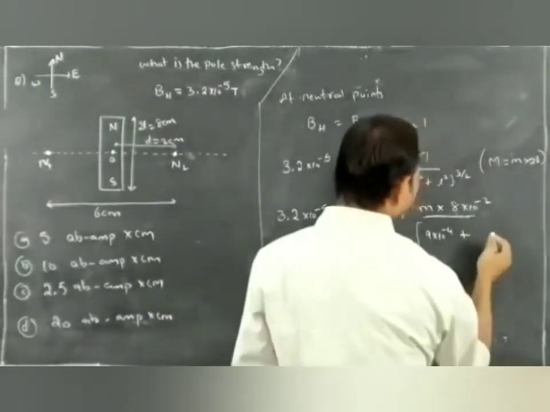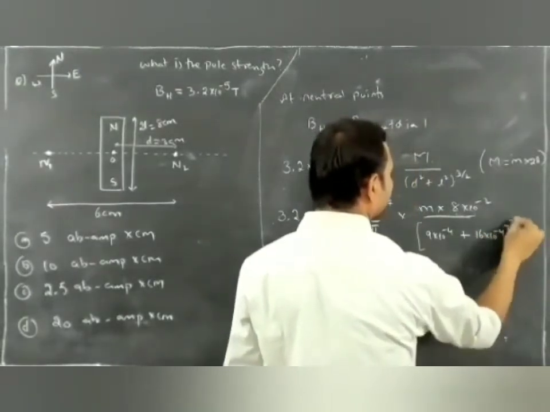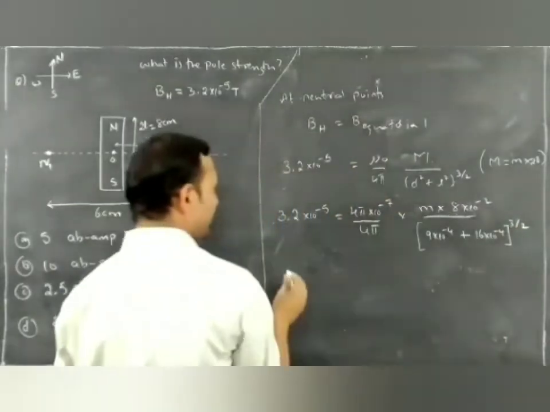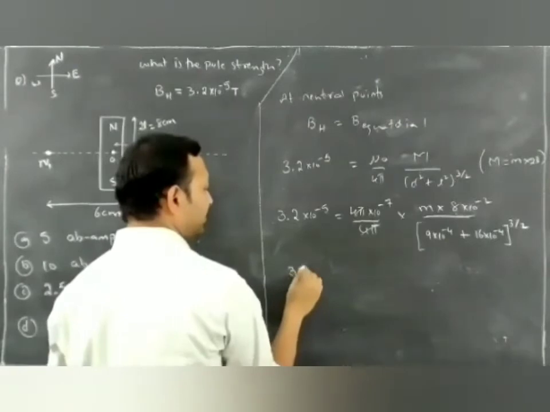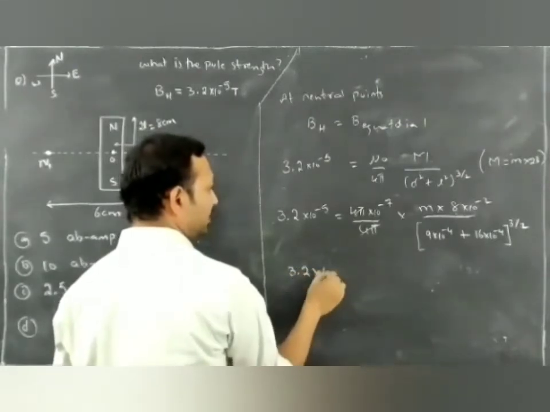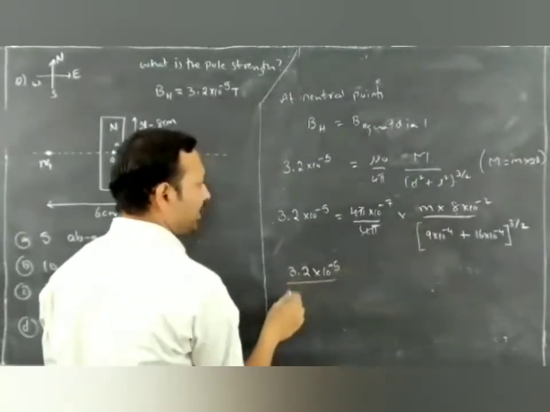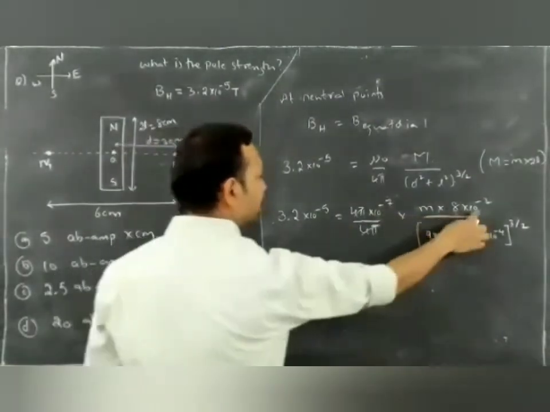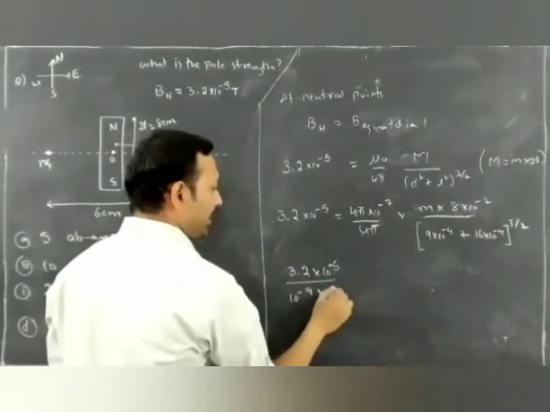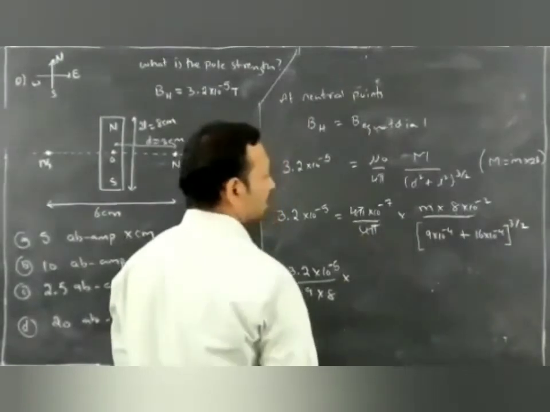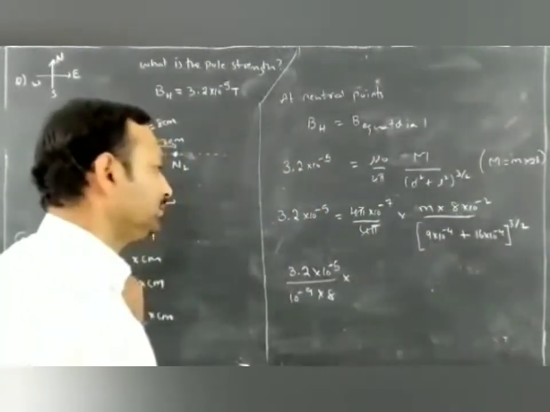So therefore 4 centimeter square means 16 into 10 power minus 4 whole power 3 by 2. Okay, so now 4 pi get cancelled. So therefore rewriting this one, 3.2 into 10 power minus 5. By cross multiplication we will get here 10 power minus 7 into 10 power minus 2, means 10 power minus 9 into 8. Now 16 plus 9 means it is equal to 25.